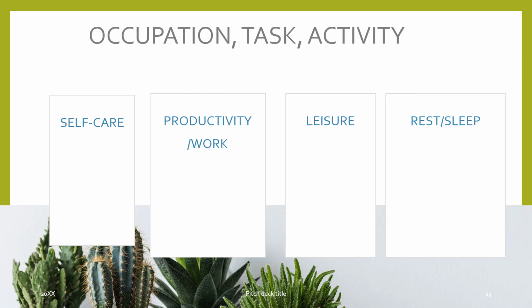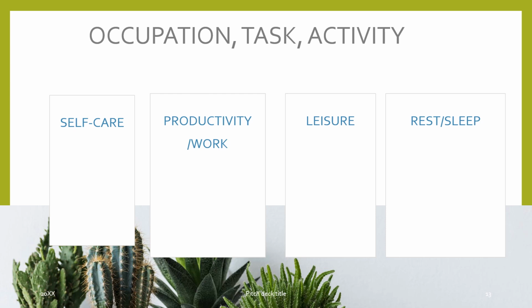Okay. Then we get to the occupation, and with the PEO, it breaks down occupation into occupation, task, and activity, and in that order. So occupation is the larger, overarching work that you do. Task would be a smaller piece of that, and then activity is a tiny piece of the task.